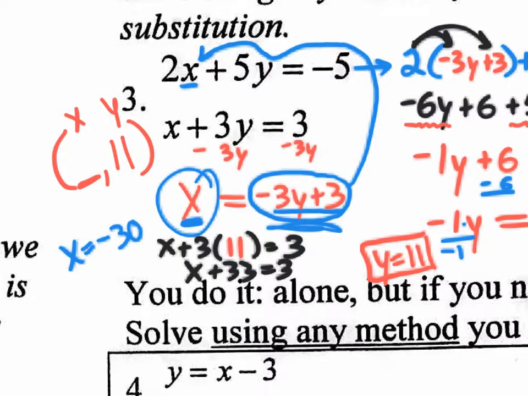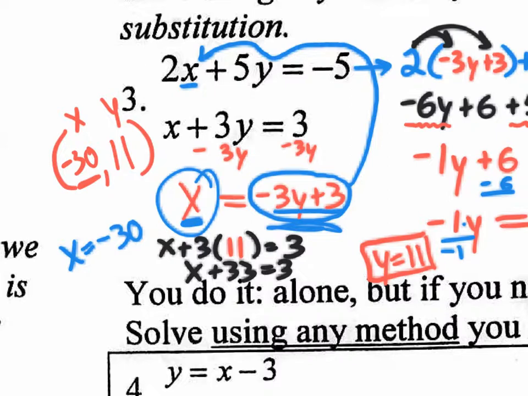So my complete answer is negative 30, comma 11. So substitution was great. Why? Because even graphing would be a horrible idea, because even if you had a 10 by 10 graph, these lines would not intersect till way off the graph at negative 30 on the x and positive 11 on the y. So substitution is great right here.